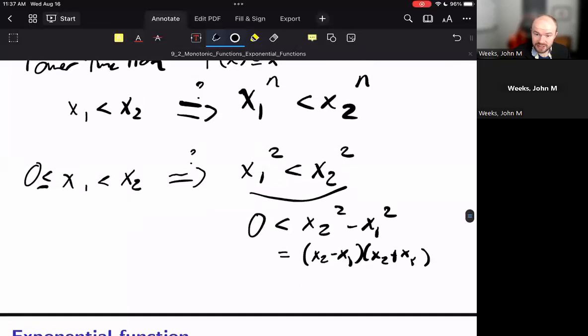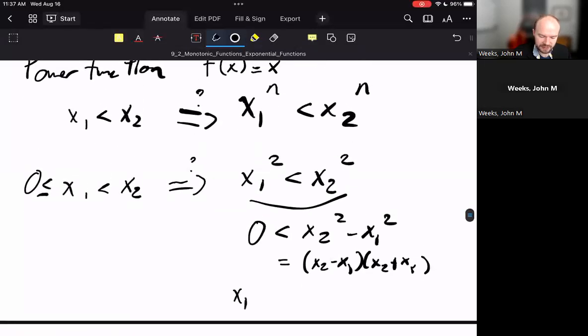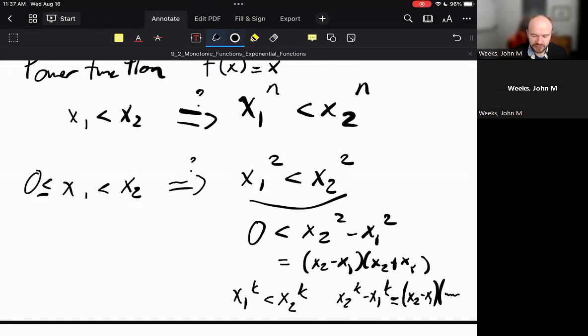Now, if I didn't want to use induction, in general, if I wanted to do this for x1 to the k less than x2 to the k, then I might remember that there is a difference of cubes, a difference of fourths, even a difference of fifths formula that allows me to write x2 to the k minus x1 to the k in a particular way, being able to factor out a copy of x2 minus x1 times a bunch of things. So it might be good to keep that in mind as you're working through this.